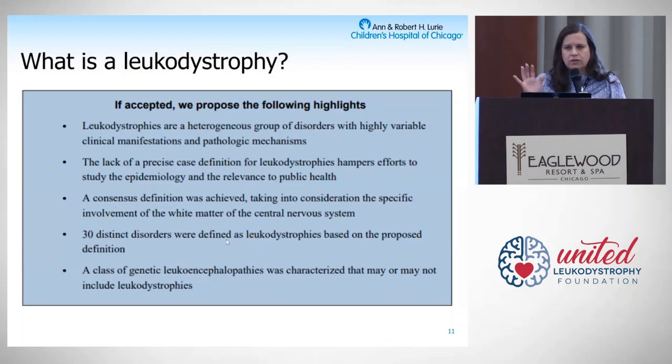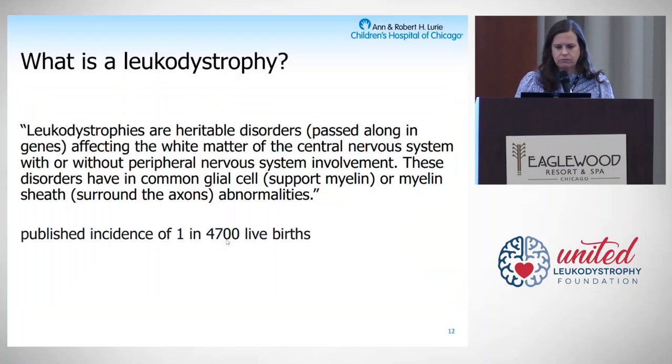They also determined that there's a bigger class of genetic leukoencephalopathies. So genetic conditions that affected the white matter of the brain, but that weren't specific leukodystrophies. So they characterized another group of conditions that had white matter involvement, but were not more specifically leukodystrophies.